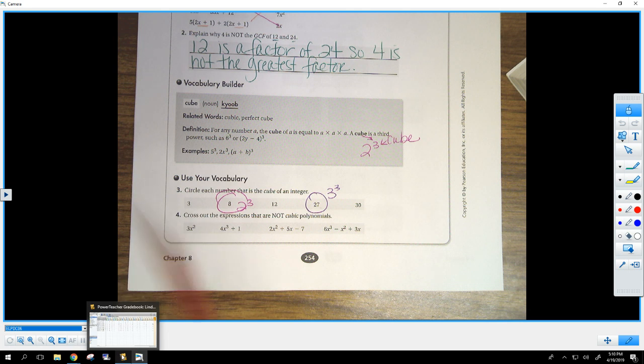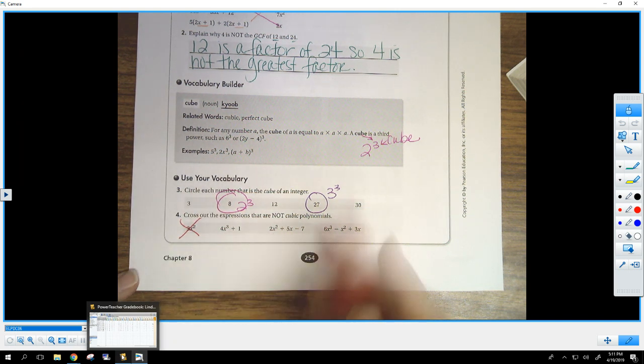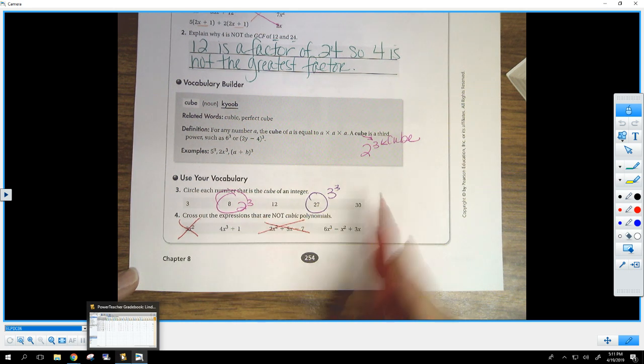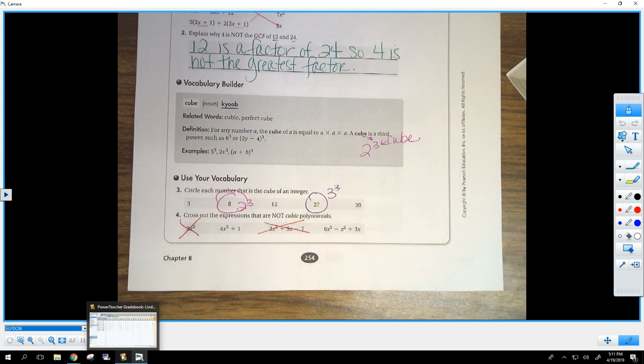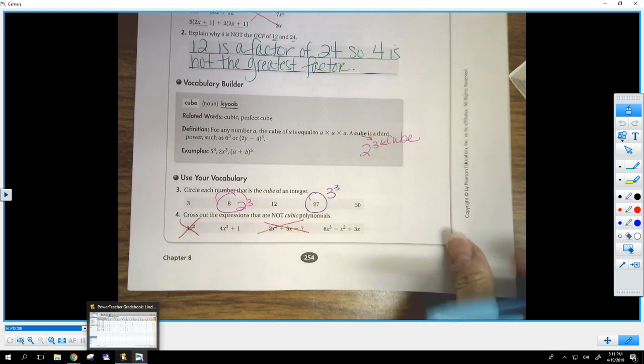All right, so cross out the expressions that are not cubic polynomials. Well, this is squared, not going to work. That's a cube. This is squared, not going to work. Cube. So that simply is all we were looking for. All right, so switch page.